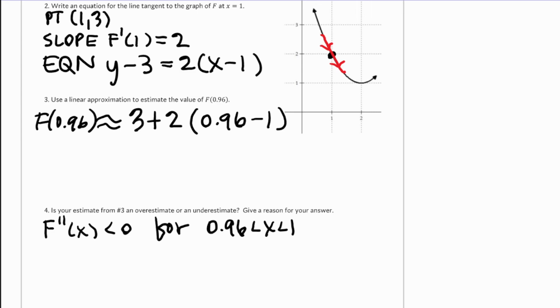And like I said on the other form, you can say that f double prime of 1 is negative, and that's going to be good enough for AP Calculus, but this is the most robust reason. Because the second derivative is negative on the entire interval between the approximation point and the centering point, we know that the tangent is the approximation, and it's going to be an underestimate.